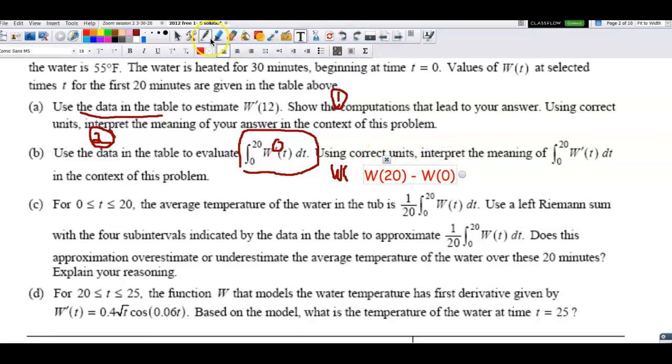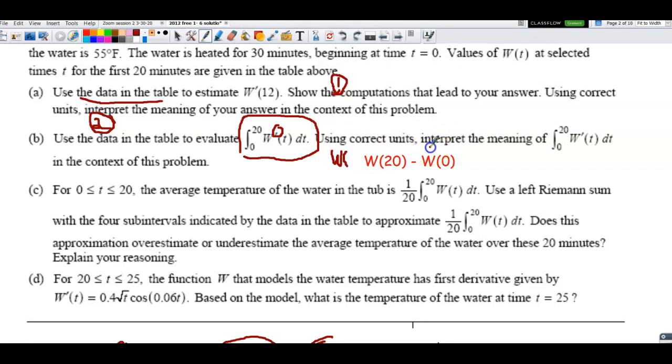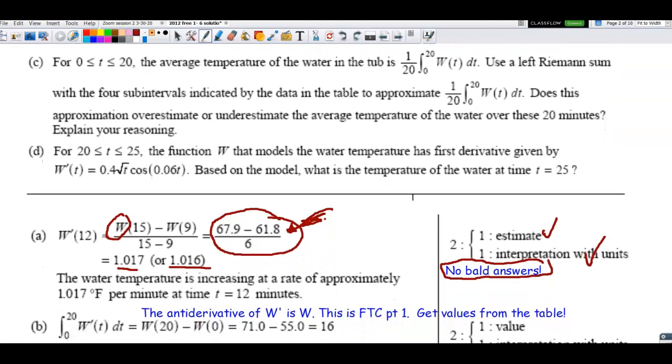And then again, notice that they're asking us to interpret the meaning of this integral. So let's start with letter B. First thing we're going to do is report out the W of 20 minus W of 0, which is 71 minus 55, which is 16. So we're going to get 1 point for reporting the correct value.